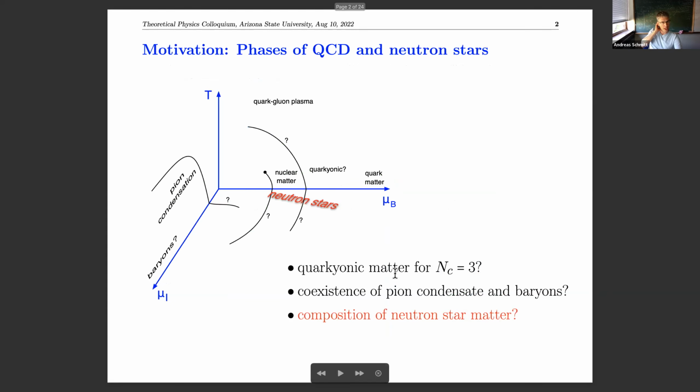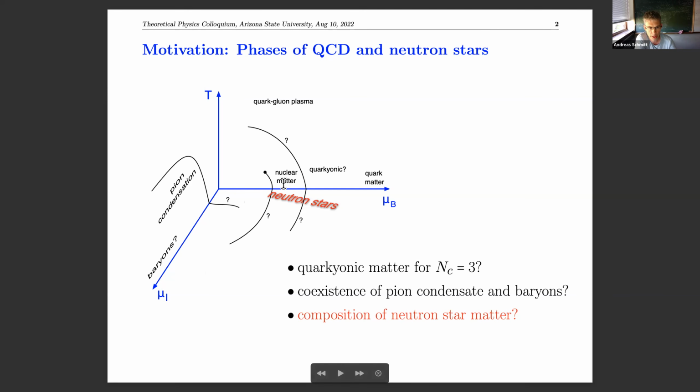Okay, as a motivation, let's look at the phase diagram of QCD, which is mostly shown in the plane of temperature and baryon chemical potential. That's this plane here. I've added a third axis here, namely isospin chemical potential. That's obviously relevant for neutron stars, where we have more neutrons than protons. So there's a non-zero isospin asymmetry. And I've tried to highlight a few of the phase transition lines that we know or believe to know, and which we don't know and only have guesses or model calculations.